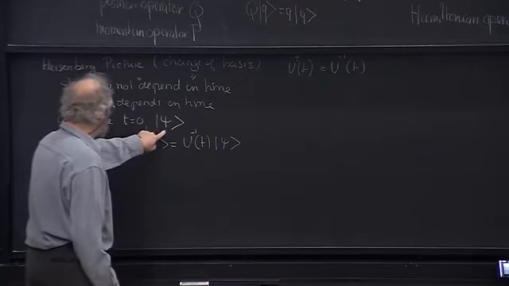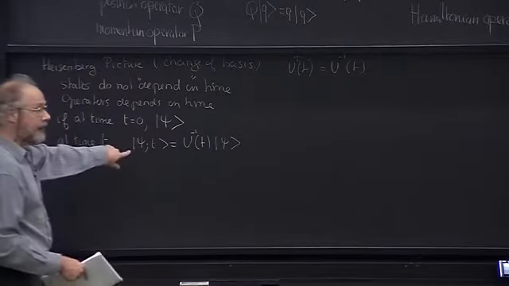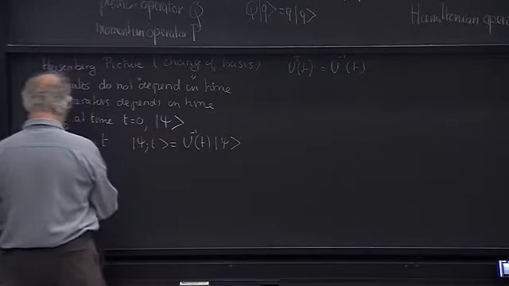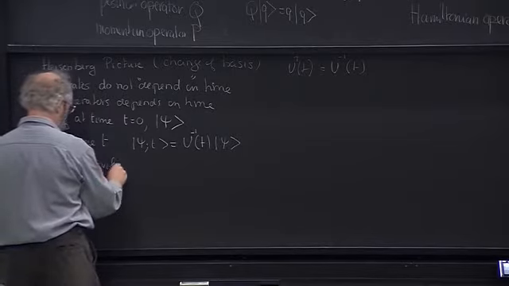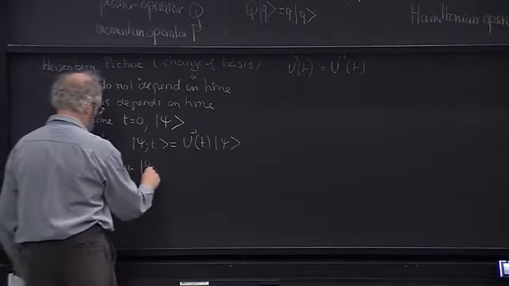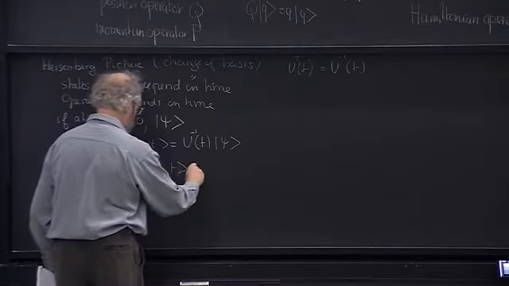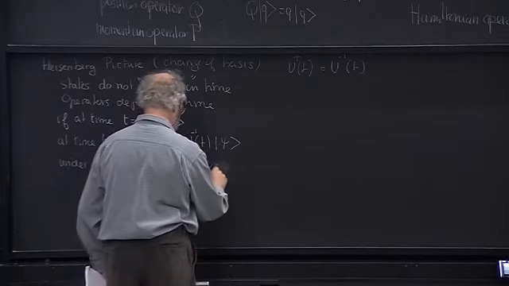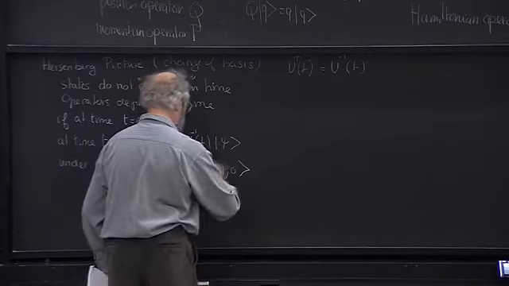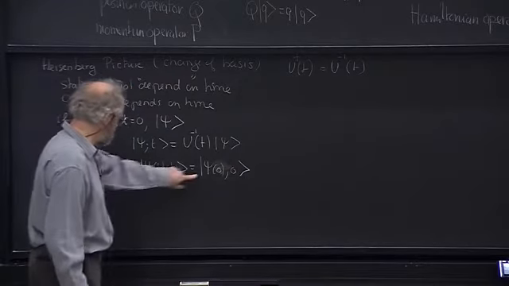this is for a given time t, but what I mean by the states not depending on time is simply that under evolution, psi of t in the Schrödinger picture is the same state as the initial state psi of 0 at time 0. That's what I mean.